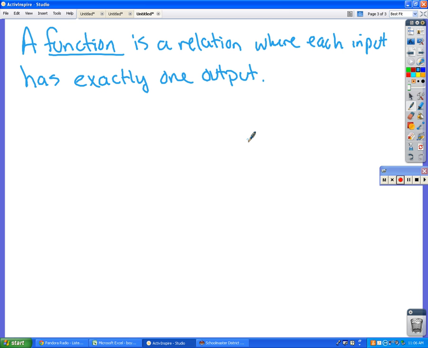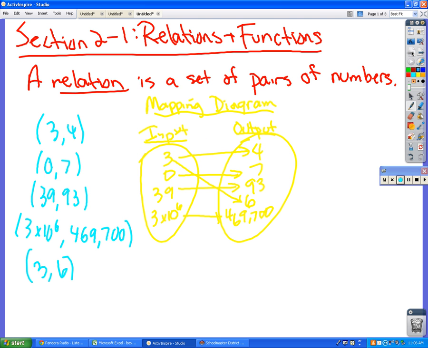Okay? So let me explain what this means. Let's go back to our mapping diagram, because that's the easiest way to see whether it's a function or not. Does each one of those input values get mapped to exactly one output value or not? No. Which one gets mapped to more than one? Three. Okay. So that's why I cheated and I added this 3, 6 on there, because that made it so that this is no longer a function, because the 3 goes to the 4 or the 3 goes to the 6.